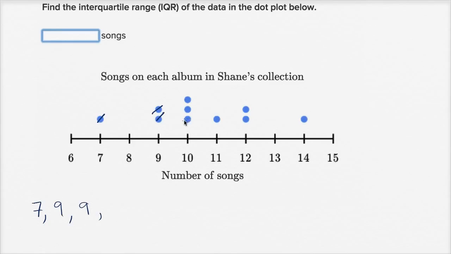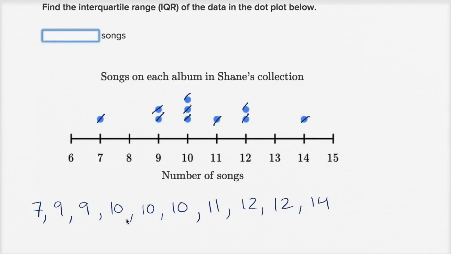Then we have 3 10s. So 10, 10, 10. Then we have an 11. We have 2 12s. And then finally we have an album with 14 songs. So all I did here is I wrote this data like this. So we could see, okay, this album has 7 songs, this album has 9, this album has 9. And the way I wrote it, it's already in order.